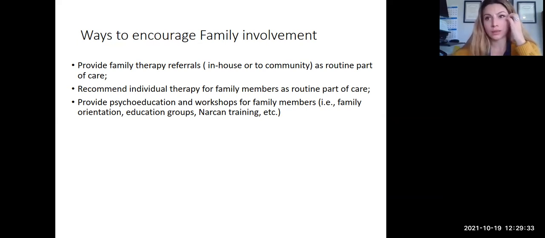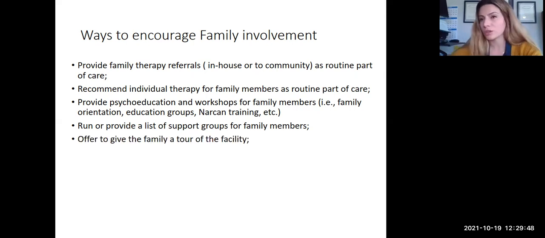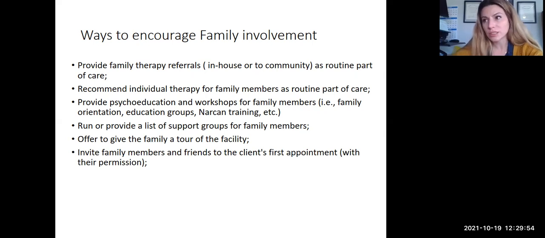Sometimes at a minimum, just allowing access to Narcan or training on Narcan can be really helpful, a really important way for bridging with CSOs. Making sure that you have a list on hand for family support groups, NAMI online support groups, other things that could be provided for family members that are struggling. Even things as simple as offering to provide a tour of the facility so they can see where their loved one is receiving care, so they know when they're there.